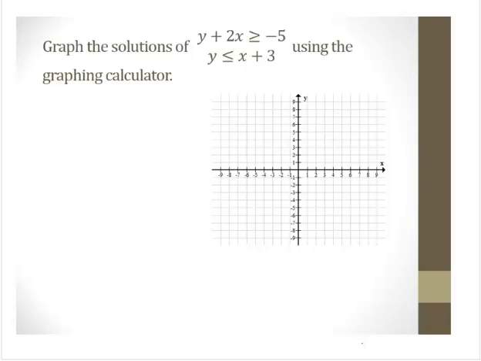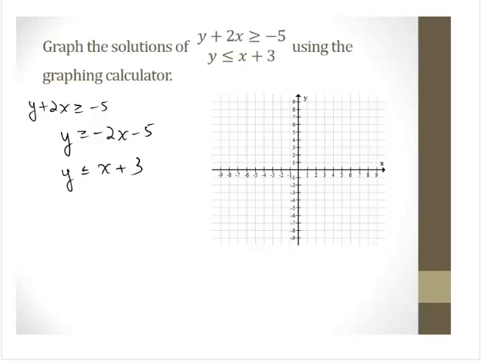All right, and graph the solutions of y plus 2x is greater than or equal to negative 5 and y is less than or equal to x plus 3 using the graphing calculator. In the previous section we talked about how to use the graphing calculator to graph inequalities. Notice that the first inequality, y plus 2x is greater than or equal to negative 5, I want to rewrite as y is greater than or equal to negative 2x minus 5. And the second inequality I can leave alone, y is less than or equal to x plus 3.